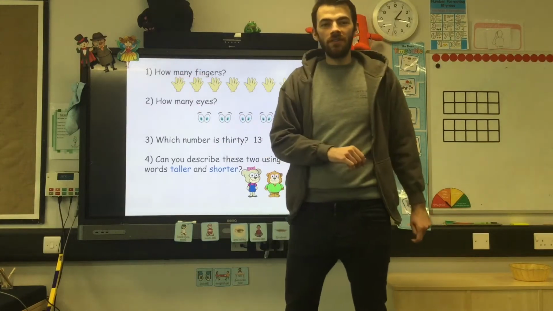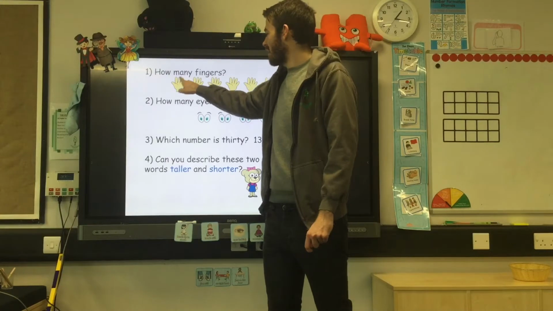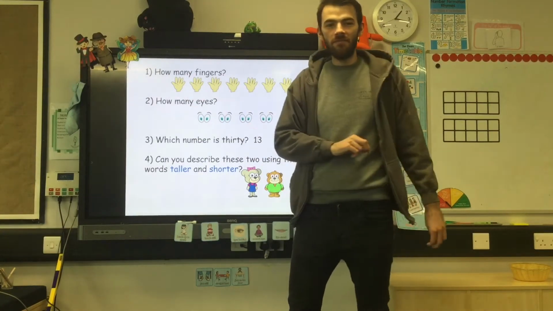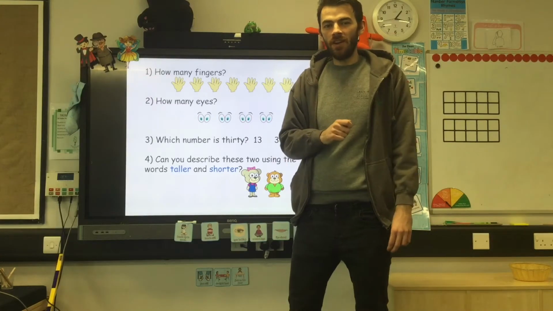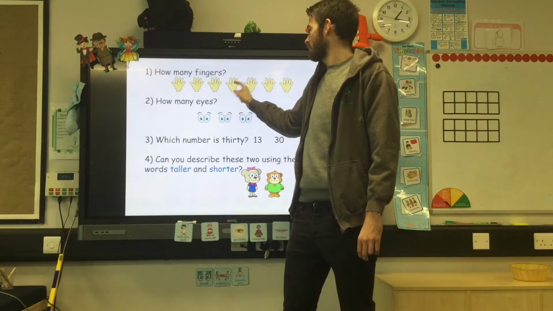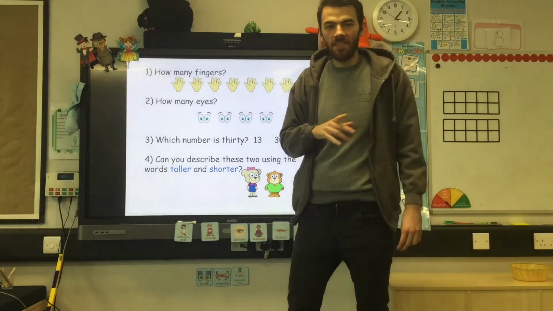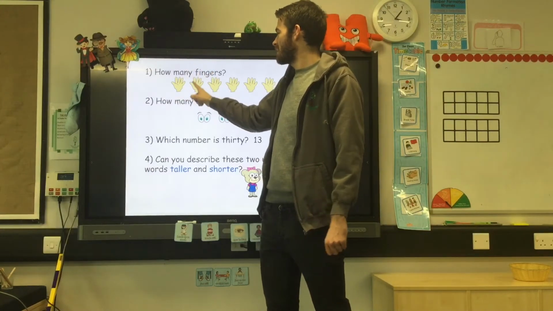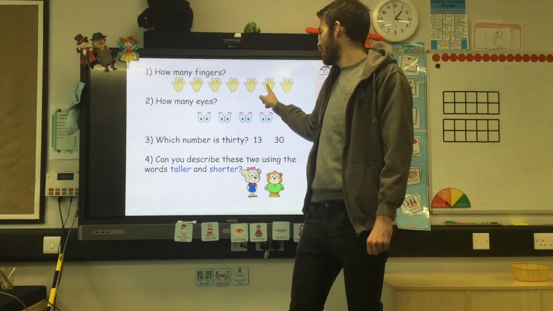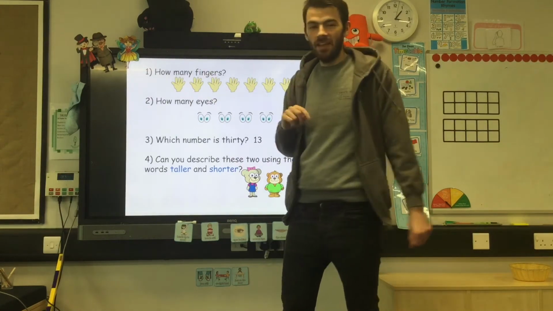In question 1, it asks us how many fingers are there. So on each hand there are 5 fingers. So to make this quicker, we could count in 5s. Off you go, have a go. Shall we try that together? 5, 10, 15, 20, 25, 30, 35. So there are 35 fingers in this picture.